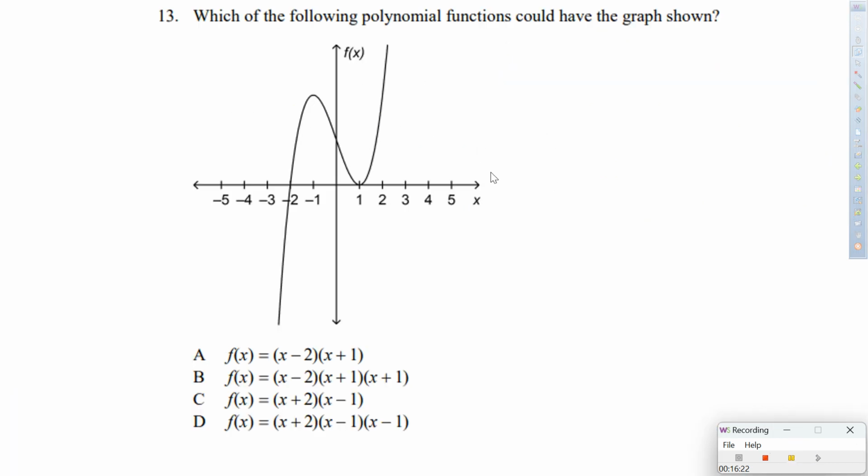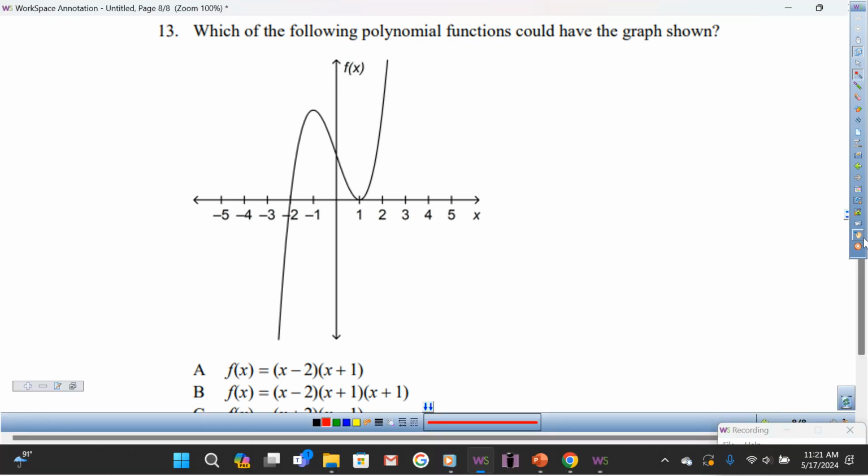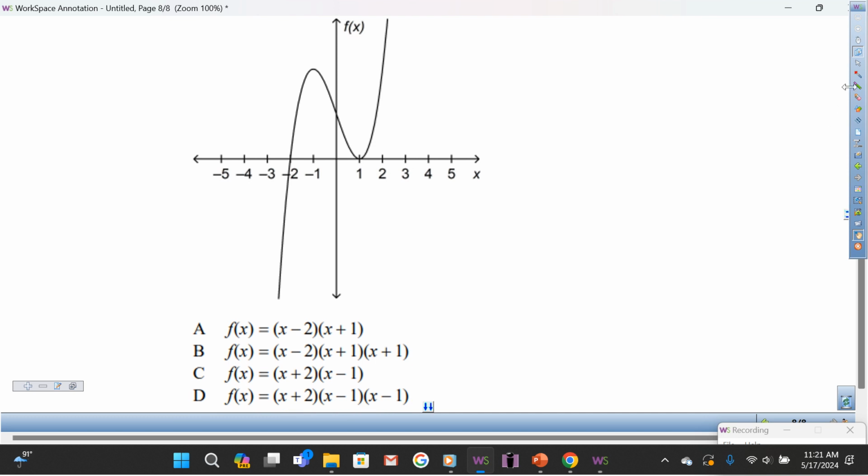Number 13, same process as what we did for number 14. I'll give you a head start. Go. All right, I gave you guys a head start. Here goes the process. Look up to the screen.